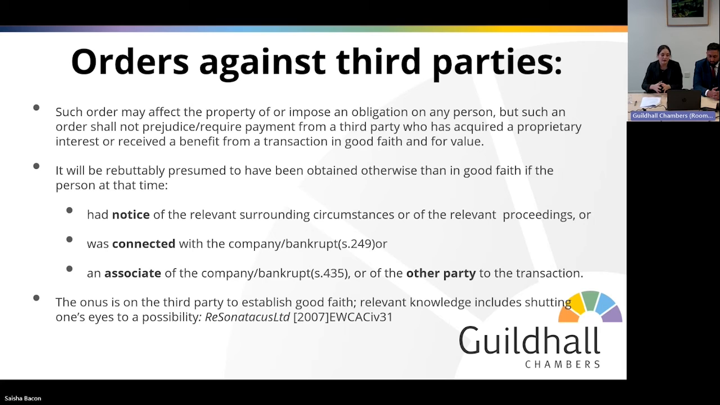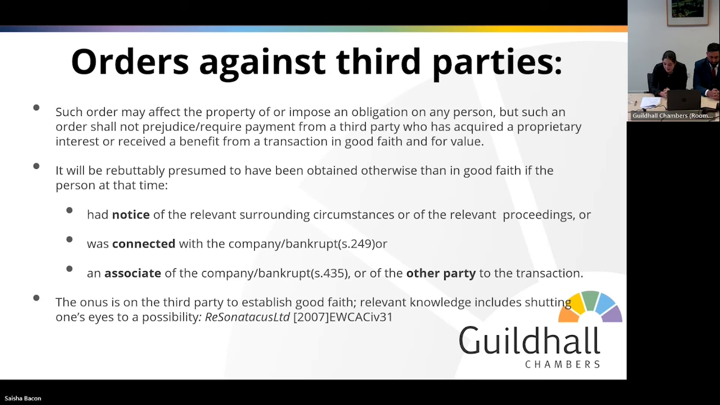The wording of the Insolvency Act is that the order may affect the property or impose an obligation on any person. But if the court is being asked to make such an order, then the question will be whether that third party acquired the proprietary interest or received the benefit in good faith and for value. The court will look at the circumstances, consider what that person knew or who that person was.